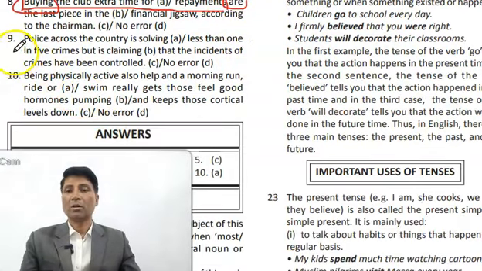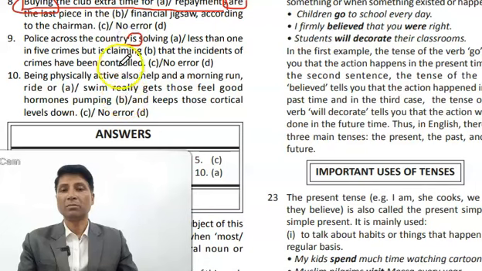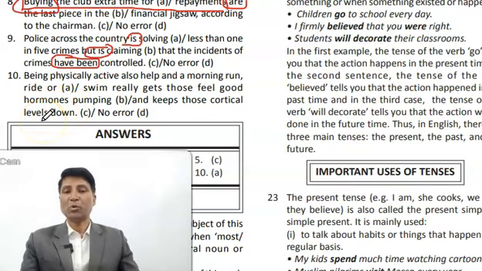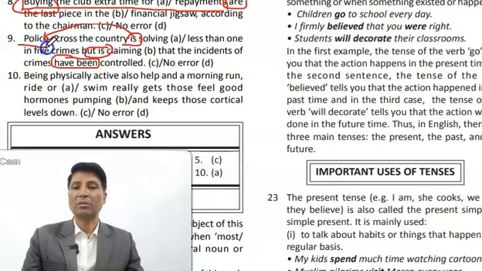Now, number 9. Police across the country is solving less than 1 in 5 crimes, but is claiming that the incidence of crimes have been controlled. Now there are 3 finite verbs in the sentence: 1, 2 and 3. So you have to find out whether this part is wrong or right. You remember, police, people, poultry, cattle, vermin are plural. So what should it be?